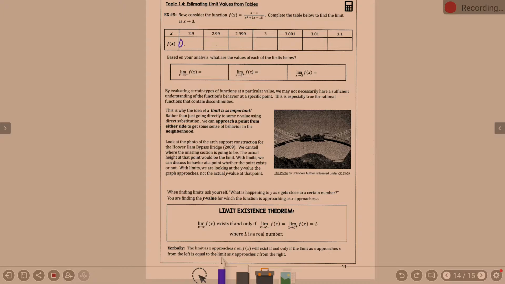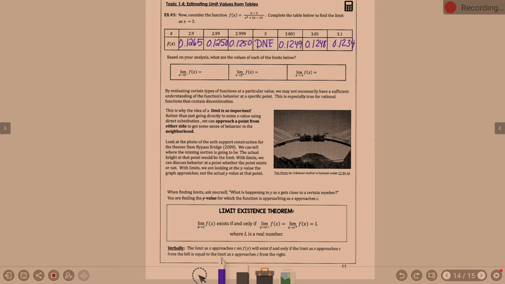0.1265, 0.125. Why do I have 0.1250 written down? Did I leave a number off? Maybe this one was supposed to be 0 also, I'm guessing. At 3, it does not exist because it makes your denominator 0. 3.001 is 0.1249. Next one is 0.1248 and 0.12. 0.12334 is what I have written down. Close enough regardless.